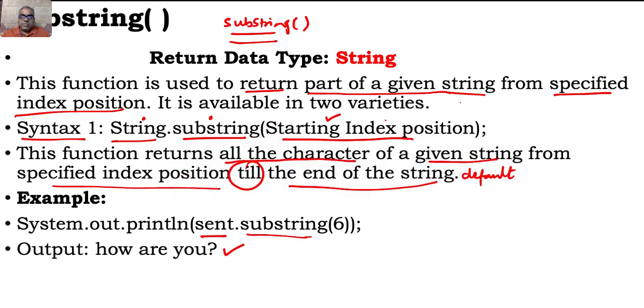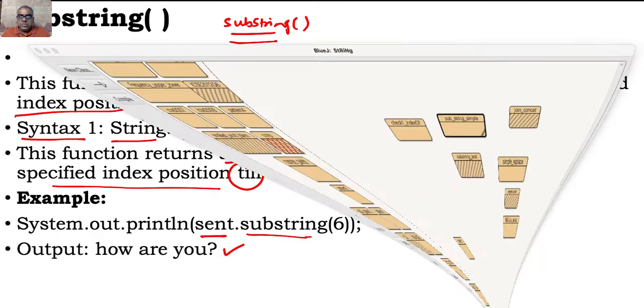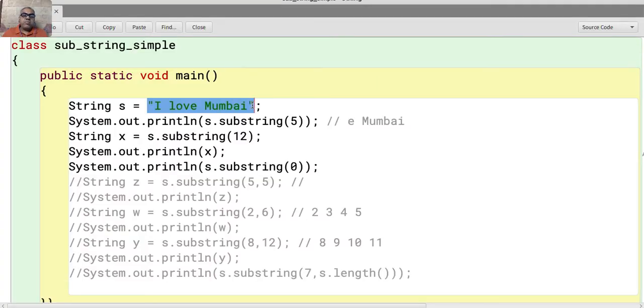Now let us take a practical out of it. If you look at this here, then we have a program. We say I love Mumbai is given to us, and we say substring of 5. In this string, substring of 5 means if I say here this is my 0, index 1, 2, 3, 4, 5. So it means 5 is E, from E everything till the end. That's how I am getting E Mumbai.